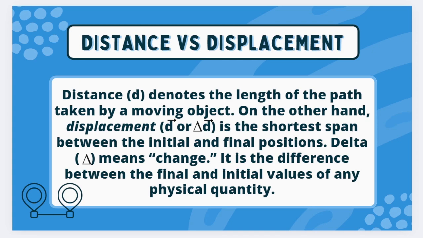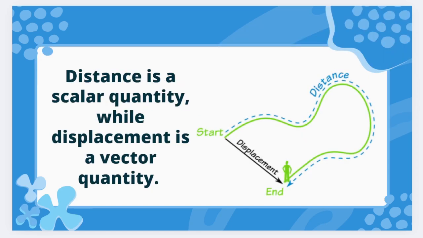So, ibig sabihin, for the case of displacement, we have to identify the initial and final values of the physical quantity that we are using to describe the motion. So, para mas maintindihan natin, meron po tayong drawing dito. Remember students that distance is a scalar while displacement is a vector quantity. Ano nga ba ulit pagkakaiba ng scalar sa vector kung naalala nyo pa po?